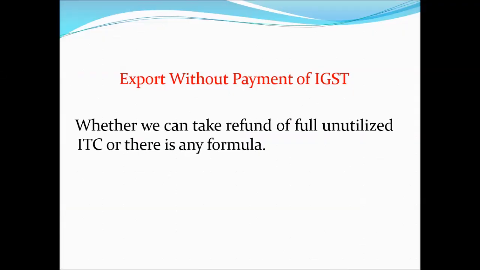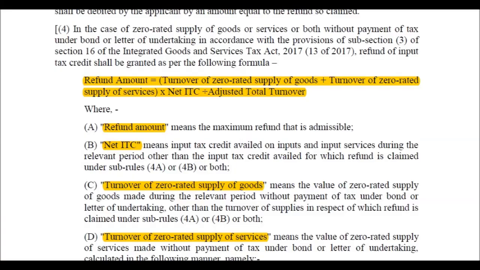Alright guys, so the first question is regarding the formula for taking the refund of input tax credit: whether we can take a refund of the full unutilized input tax credit, or whether there is any formula. Yes, there is a formula prescribed under rule 89 sub-rule 4. You can take the refund of unutilized input tax credit, and the refund amount will be equal to turnover of zero rated supply of goods plus turnover of zero rated supply of services, divided by adjusted total turnover, multiplied by net input tax credit.